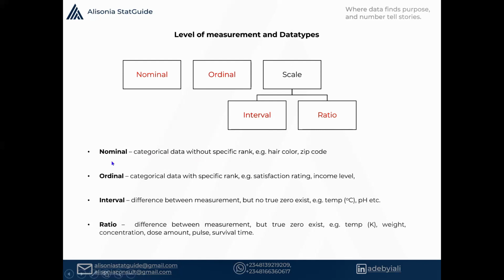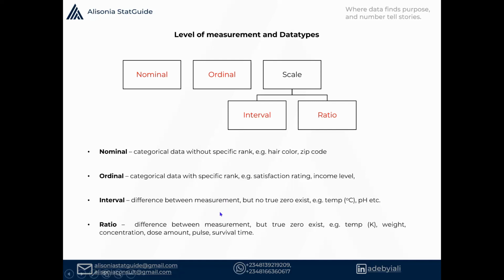Year, color, zip code, ID number, and so on and so forth. Ordinal data are also categorical data, but they have rank. Examples are satisfaction rating and income level. We'll talk about that as well.